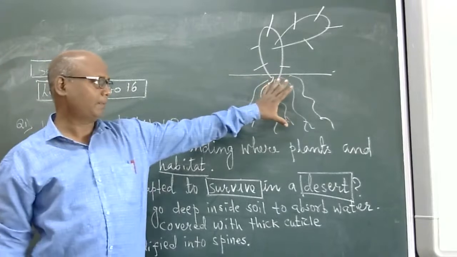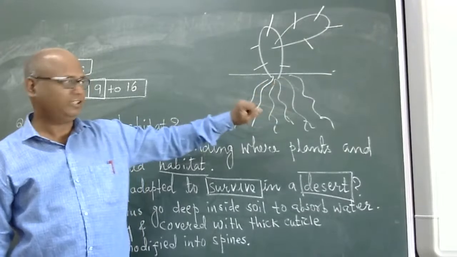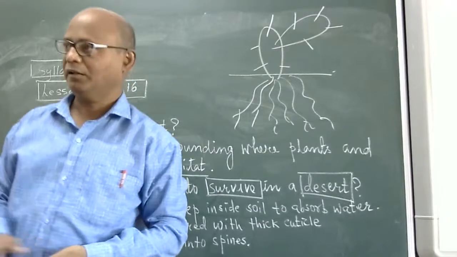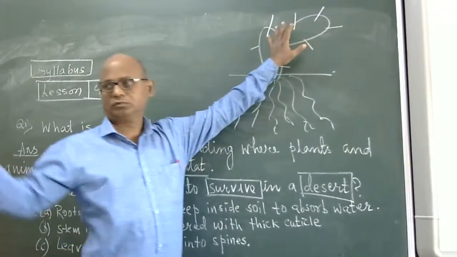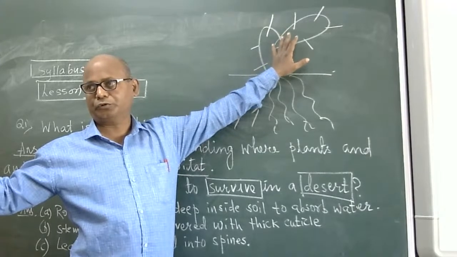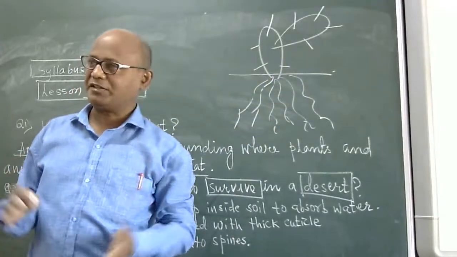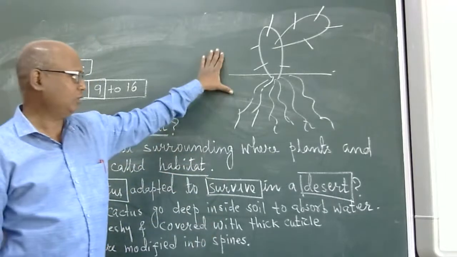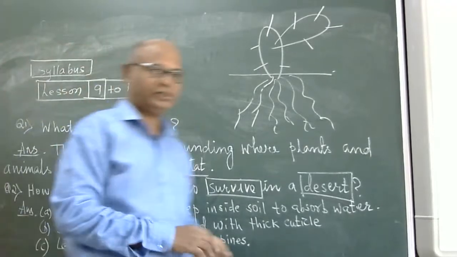It has roots which go deep inside in search of water. Secondly, the stem of the cactus is fleshy and covered with cuticle. Leaves are modified into spines to avoid loss of water due to transpiration, because if the leaf surface area is more, more water gets evaporated. That's why all these adaptations make it possible for the cactus to survive in the desert.